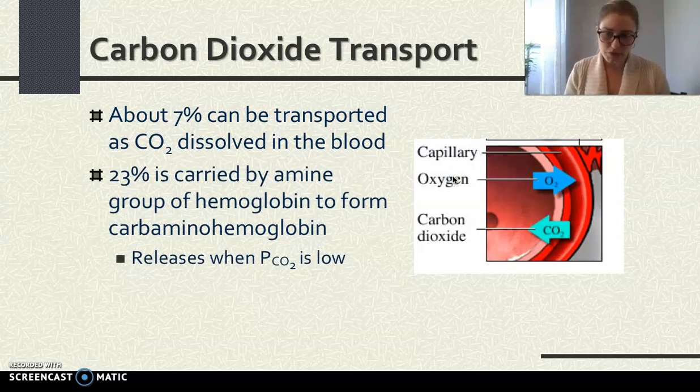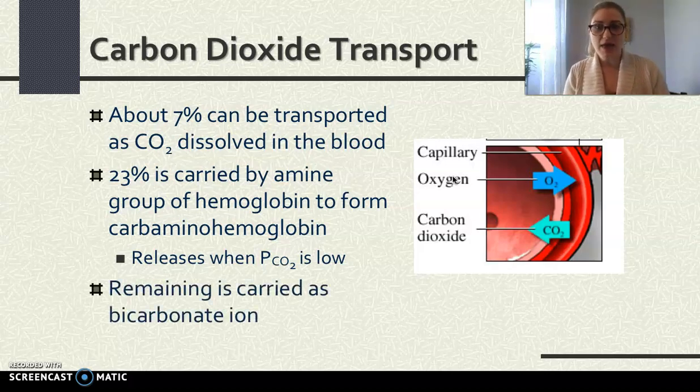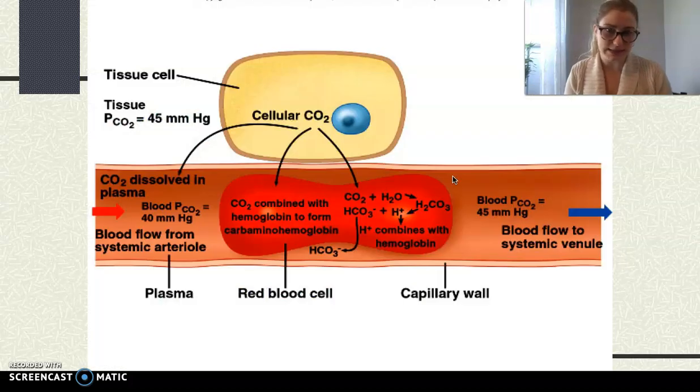From there, about 23% of it is carried by the amine group of hemoglobin. So hemoglobin has multiple abilities. It can also carry oxygen and carbon dioxide. We've got both of those things there. And it is going to release the carbon dioxide when the partial pressure is low. So we go from high to low again, just like we did with oxygen. And then the rest of it, so 70% of it, is actually going to be carried as a bicarbonate ion, which we're going to get into here in a second.